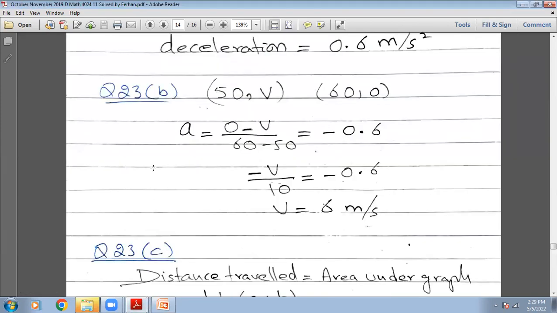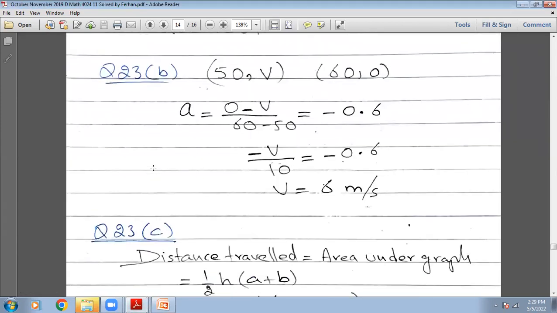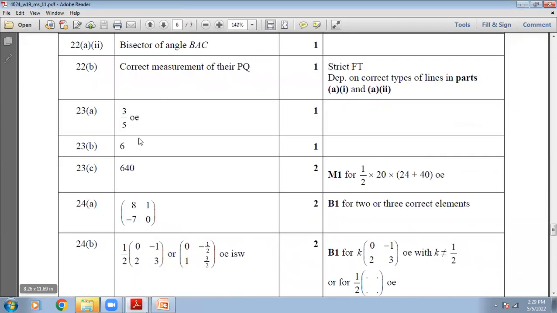And let me show you. Okay, so I have taken 2 points, 50, v and 60, 0. And I already know the gradient of that line. So a will be equal to 0 minus v, y2 minus y1 divided by x2 minus x1. 0 minus v divided by 60 minus 50 equals minus 0.6. We already know the value. So minus v divided by 10 is equal to minus 0.6, minus cancelled. So v will be equal to 0.6 multiplied by 10, and that will be 6 meter per second. 6 meter per second is the right answer, sir.